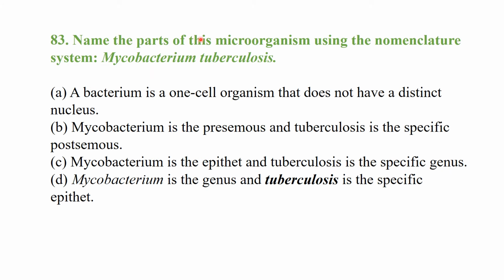Name the part of this microorganism using the nomenclature system: Mycobacterium tuberculosis. According to the binomial nomenclature, Mycobacterium tuberculosis, which option is correct? Mycobacterium is the genus and tuberculosis is the specific epithet. So the best answer is D, because the first part is always the genus and the second part is the species.